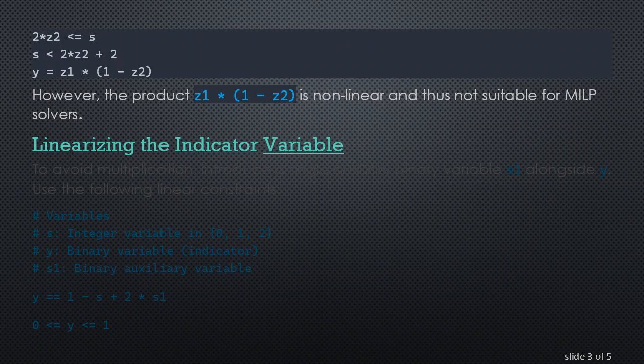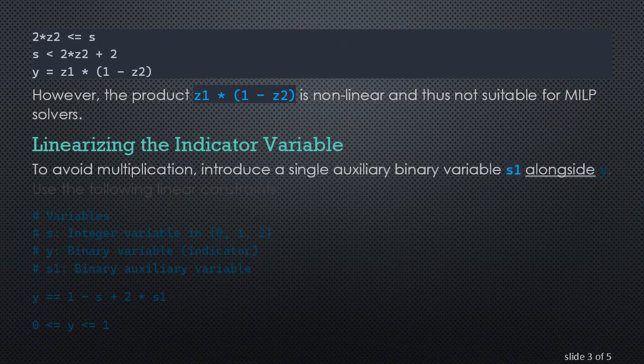Linearizing the indicator variable. To avoid multiplication, introduce a single auxiliary binary variable s1 alongside y. Use the following linear constraints.